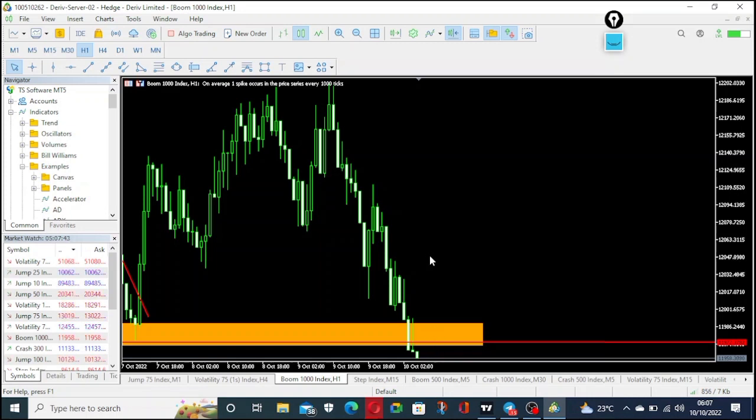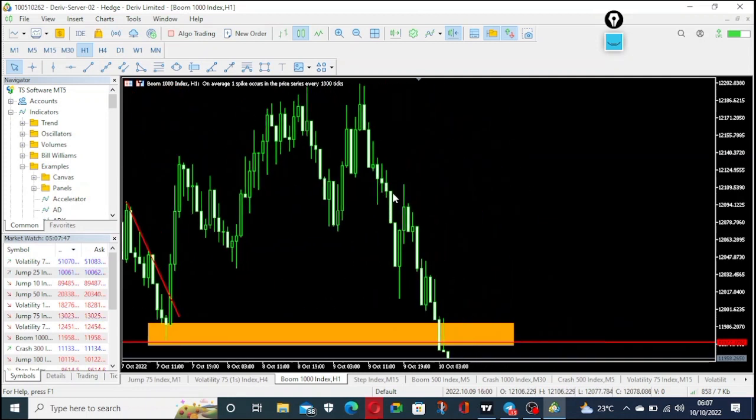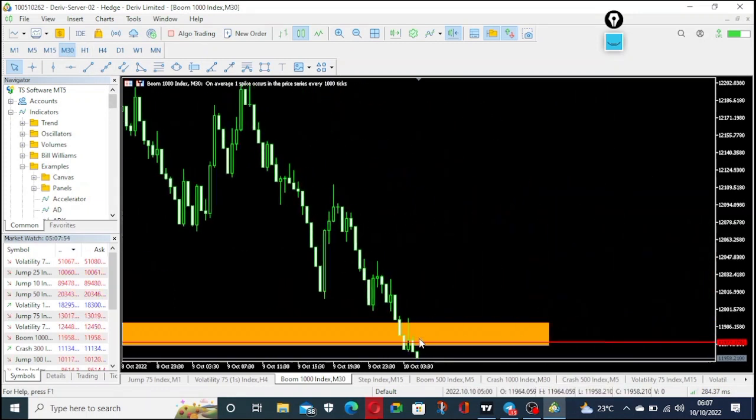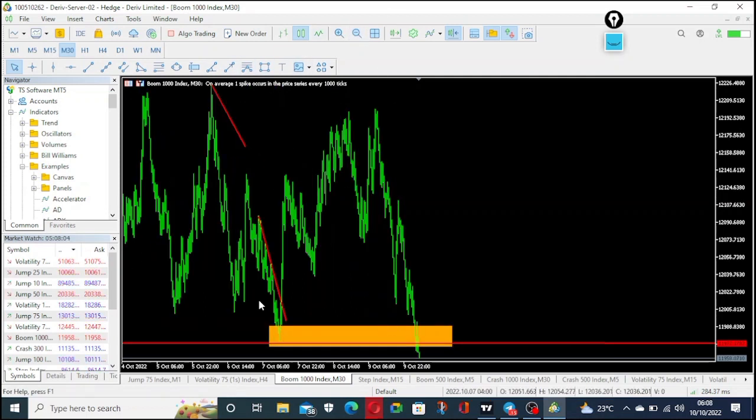At this point we are expected to be selling the Boom 1000, right? We sell and hold. Look at it, price went to retest this level, because this has also been a resistance level. So it came to retest it, and after doing the retest it's moved up.